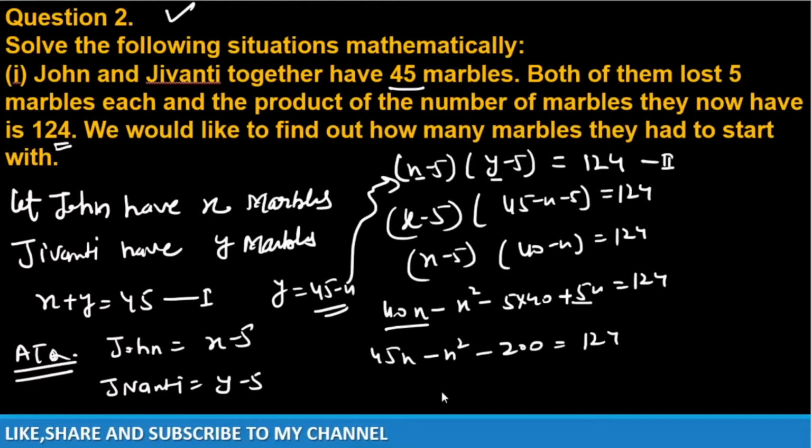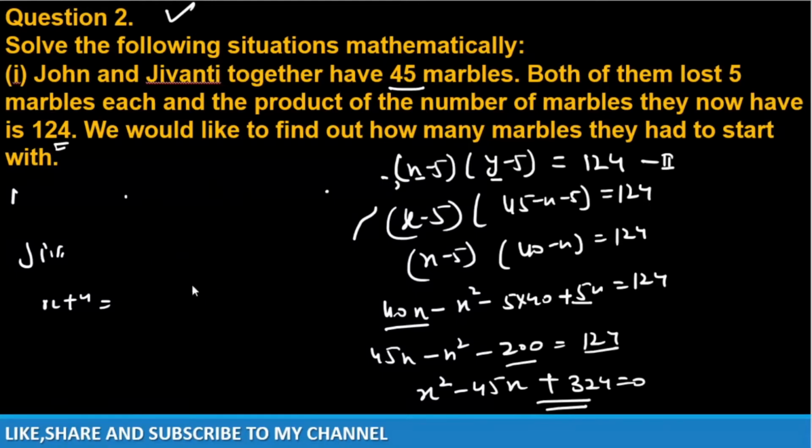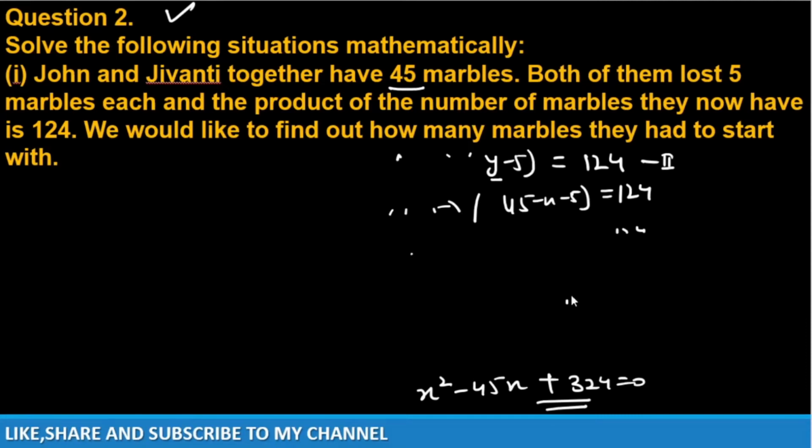So transfer all this value to that side, it become x square minus 45x, and this is 124 plus 200, it become 324 is equal to 0. This is your quadratic equation. Now I'm going to solve this quadratic equation. How to do? I'm going to erase the part first of all, then I will solve this equation. Give me some time, just a second, children. Okay, fine. So this is the equation, x square minus 45x plus 324.